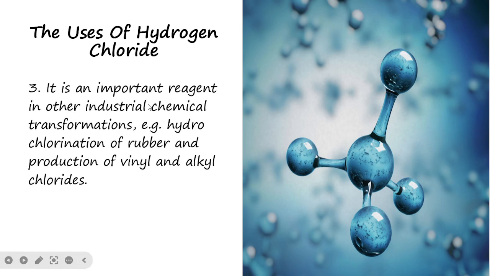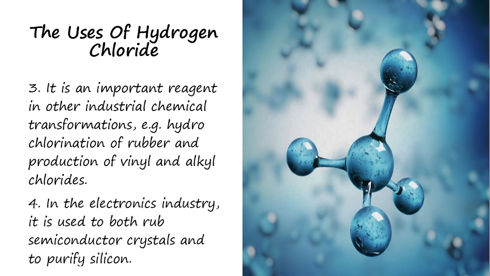Also, it is an important reagent in other industrial chemical transformations, for example, hydrochlorination of rubber and the production of vinyl and alkali chlorides. So it's essential as an important reagent for various industrial chemical productions, as we've seen in the examples. That's another use of hydrogen chloride.